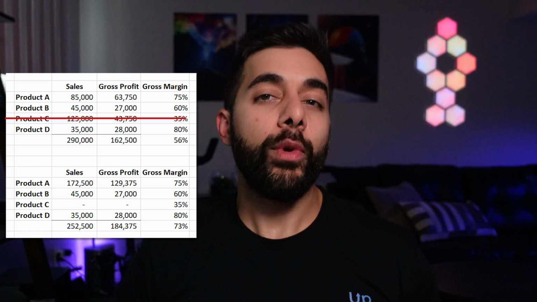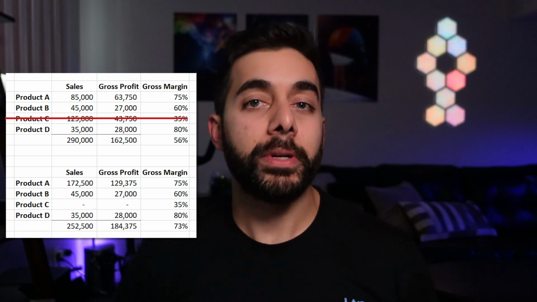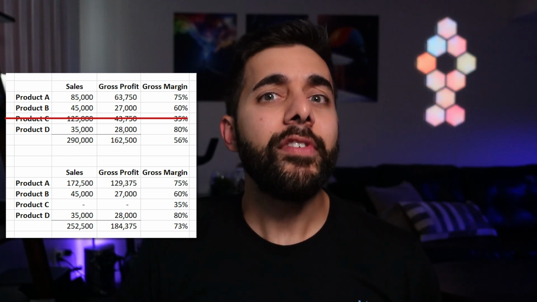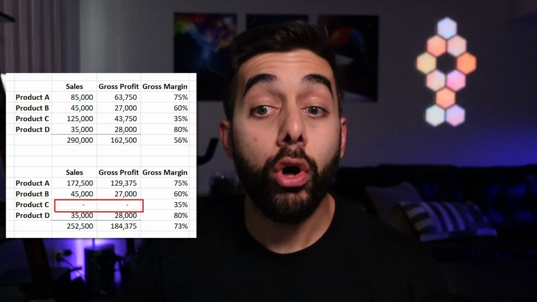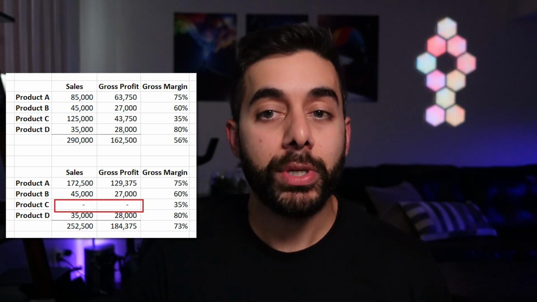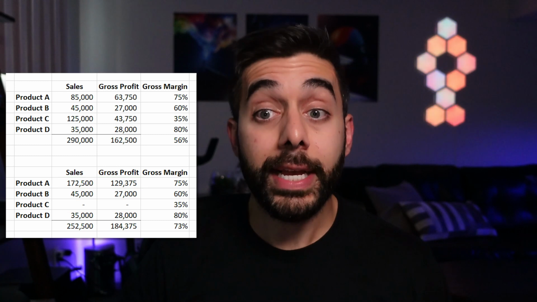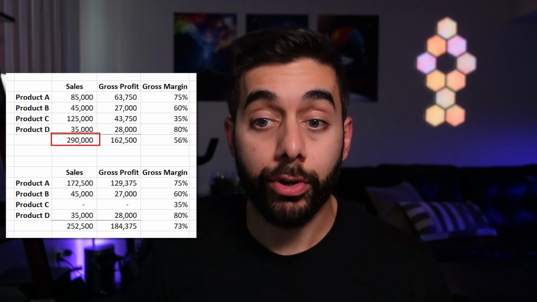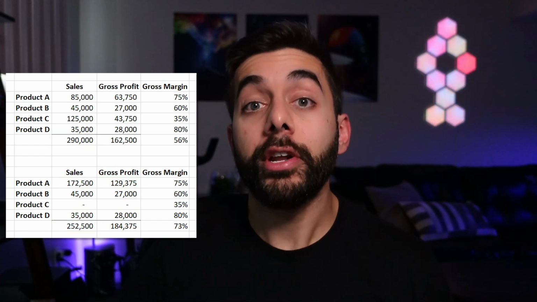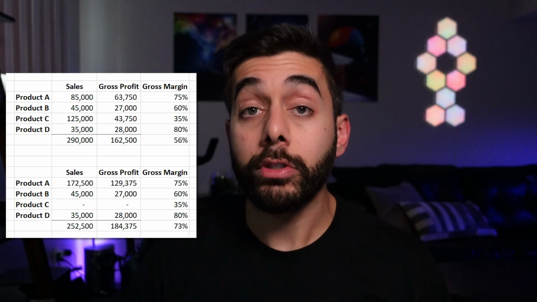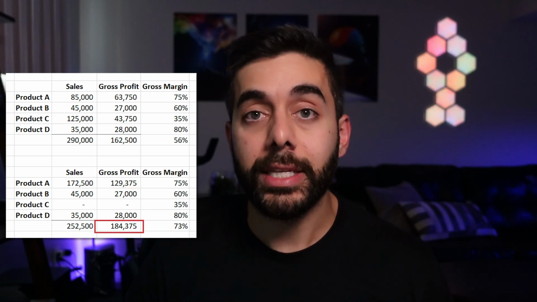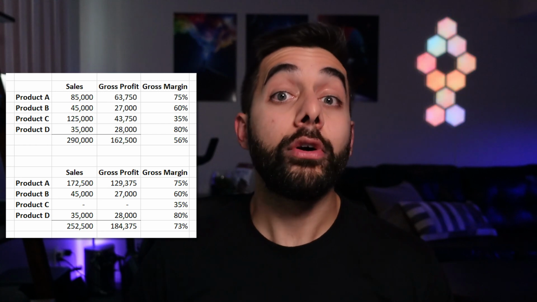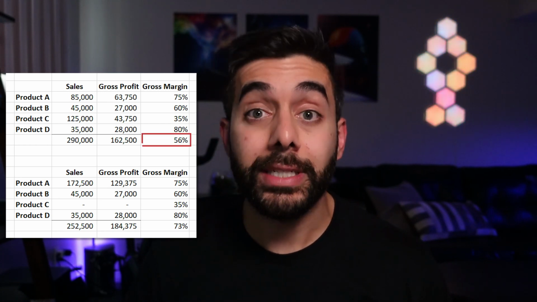However, let's say that if we remove the product, we wouldn't keep 100% of those customers, but let's say 70% of them would shift over to product A. So that's what we have in the second scenario. We lose all of product C's sales. However, 70% of that is added to product A. Our sales go down from 290K to 252K. However, because product A is a higher margin product, our gross profit is higher. So now our total gross profit is 184K instead of 162K. And our overall gross margin has improved from 56% to 73%.